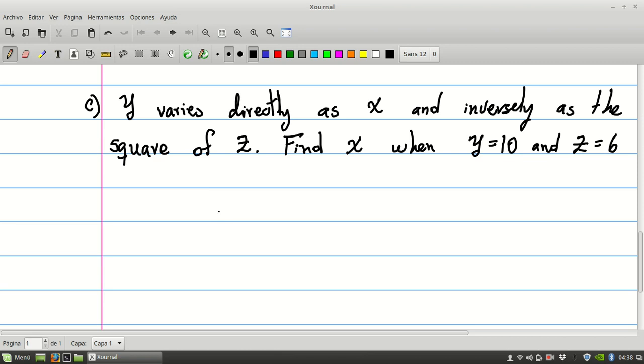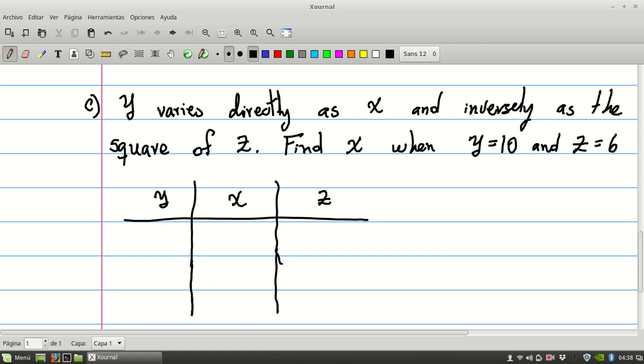Okay, now we're going to see the answer. So I hope that you paused the video and proposed the solution. So let's see the answer. We're going to do the table, but in this case we have 3 variables. The first variable is y, the other is x, and the other is z. The order is not important. What is important is what is going to happen to the variation.